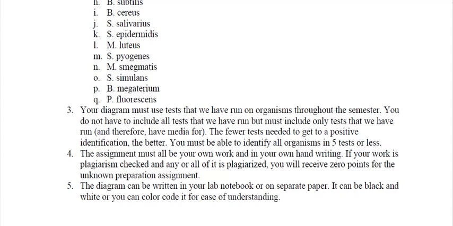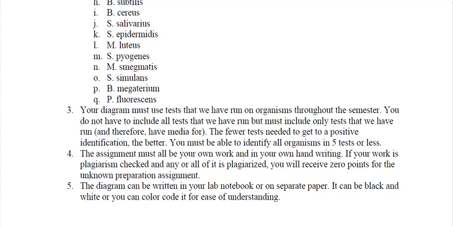Step 4, the assignment must be all your own work and in your own handwriting. So make sure that you have it all written up. If your work is plagiarism checked and any or all of it is plagiarized, you will receive 0 points for the unknown preparation assignment. So this is a portion of your total score for your unknowns. And I'm going to be posting information about what portion or how many points goes to each. This is typically 20% of your final score. I may adjust that slightly because of our current circumstances, but that is something that I'm still kind of working on, and I'll let you know as soon as I know.